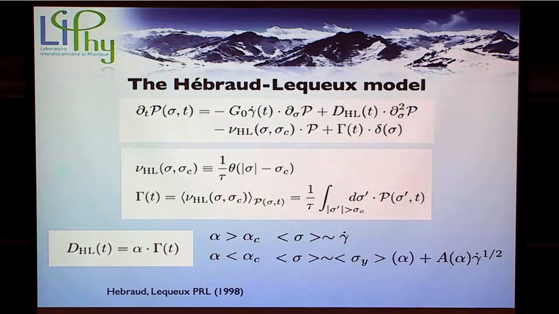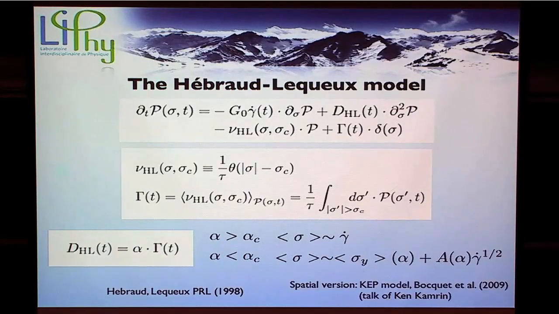So maybe you think you haven't seen this in the conference yet, but actually you did. You saw a spatial version of this, which is the model derived by Bouchbinder and Lemaître. And this was used to fit all the data in the talk of Ken Cameron. So if you were convinced by what Ken was showing you, you should also be convinced by these equations for the simple shear.